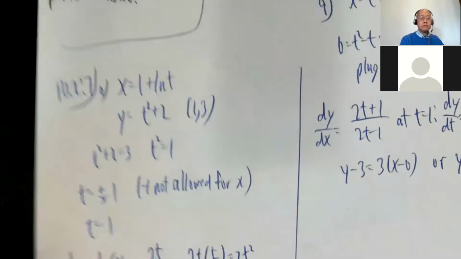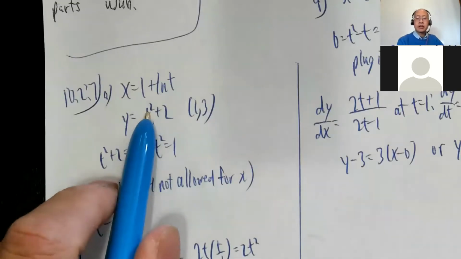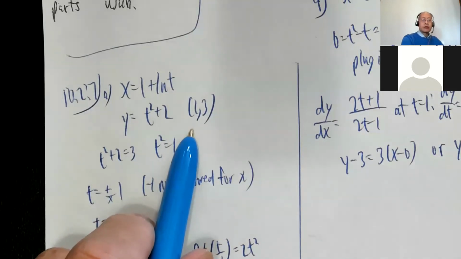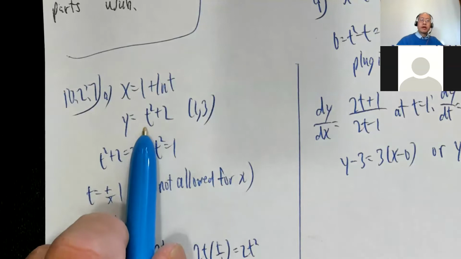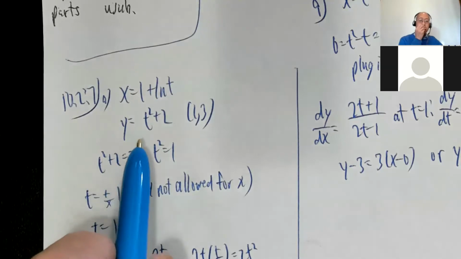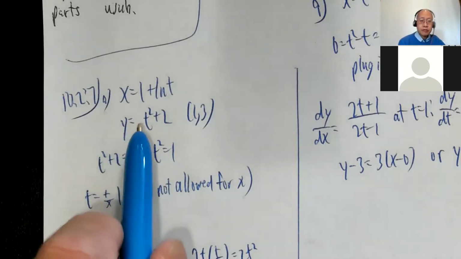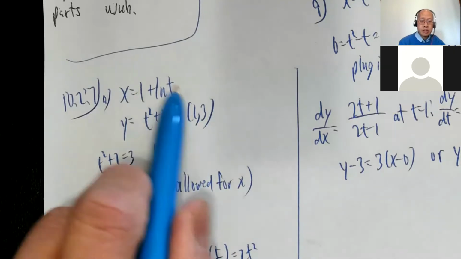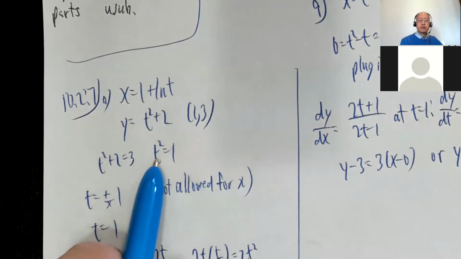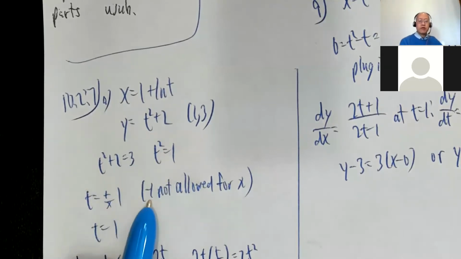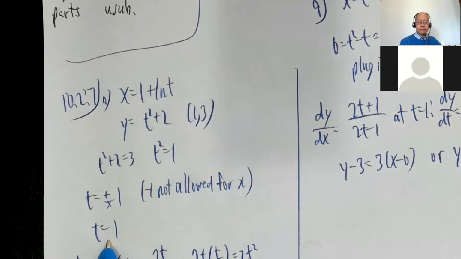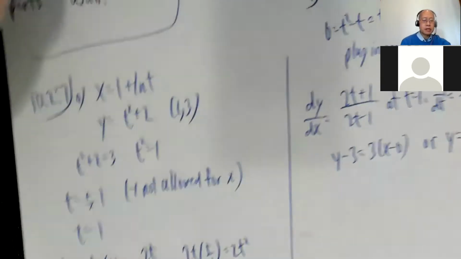So here we go. x equals 1 plus ln t, y equals t squared plus 2. The point is (1, 3). I need to find a corresponding t value. If I plug in 3 for y, at the point (1, 3), this is 1 and this is 3, so 3 equals t squared plus 2. t squared is 1, t is plus or minus 1, but negative 1 is not allowed for x, since you cannot take the ln of negative 1. So we only have t equals 1.